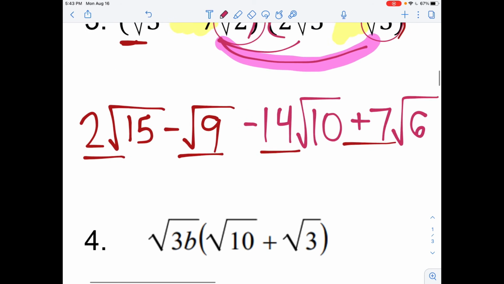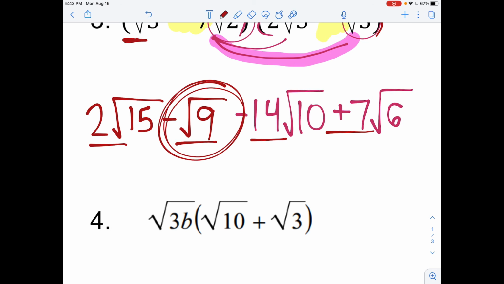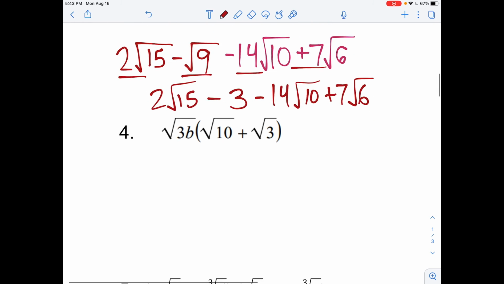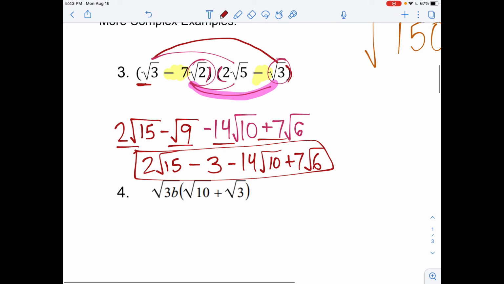Okay, awesome. Well, some of these are going to simplify, right? And I'll show you one thing that we want to be conscious of is these. This is a perfect square. So what's the square root of 9? That's 3. So I can actually already simplify this to 2 square root 15 minus 3 minus 14 root 10 plus 7 root 6. Now, we have already learned how to add and subtract square roots, right? Here, in this case, there's nothing we can reduce and there's nothing we can add or subtract. So I'm totally done. All right, so we actually simplified that one completely.